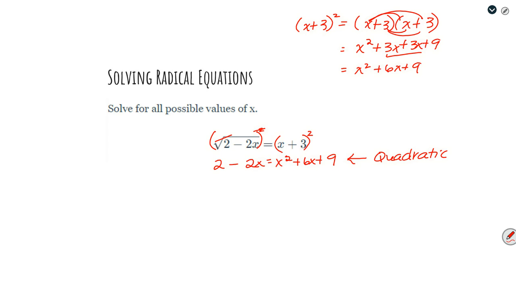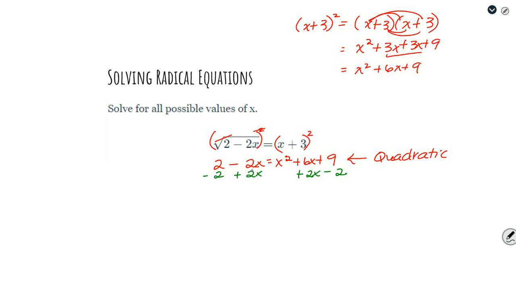So since it's quadratic, I need to try to solve it by factoring, which means I need to set it equal to 0. So I'm going to subtract 2 on both sides from the like terms. I'm going to add 2x on both sides to the like terms.